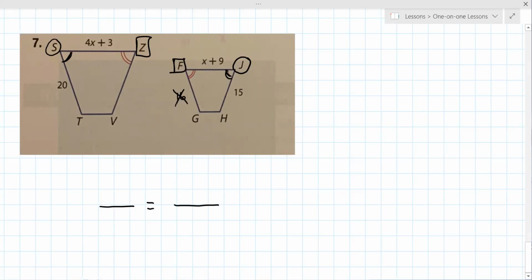I suggested putting the thing you're trying to find in the top left. So I'm just going to pick this x plus 9. This x plus 9 corresponds to the 4x plus 3. Do you agree with that? Yes. Now you have a choice. You either put the 4x plus 3 here, or you put the 4x plus 3 over here on the top right. Where do you want to put it? There are no wrong answers, just whatever you think you would do.